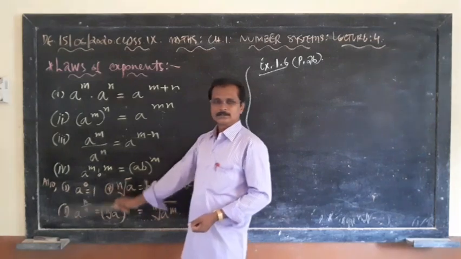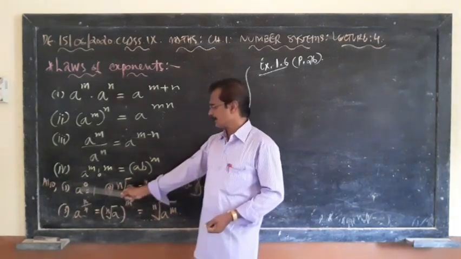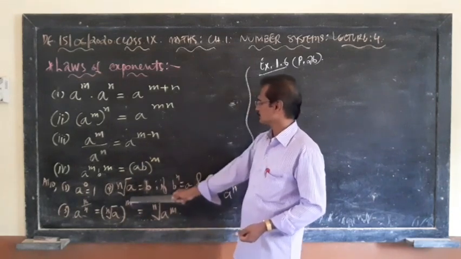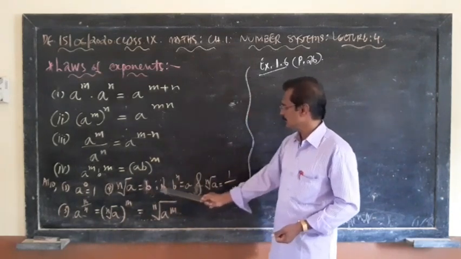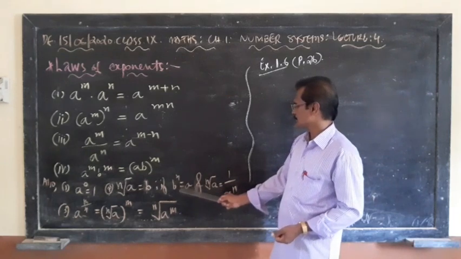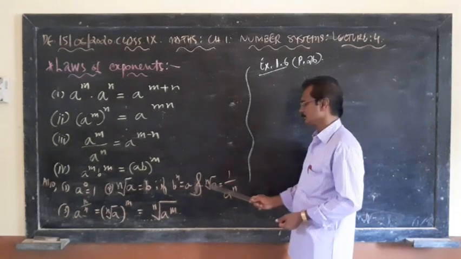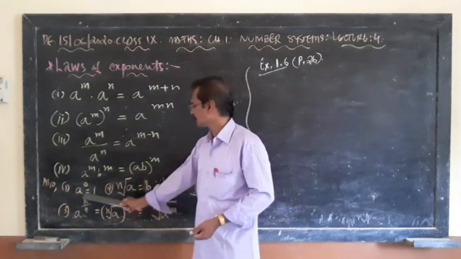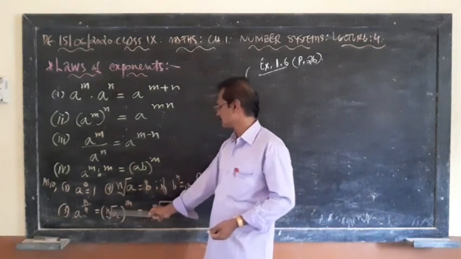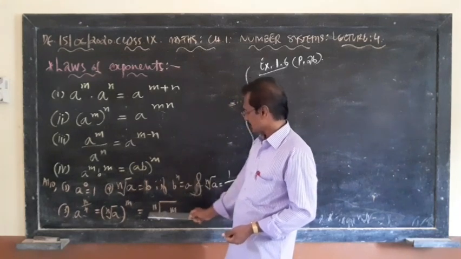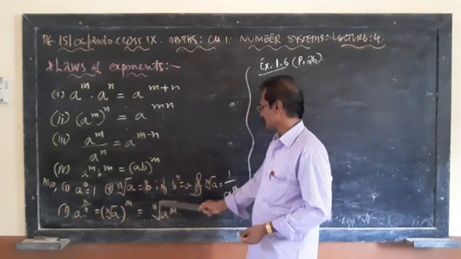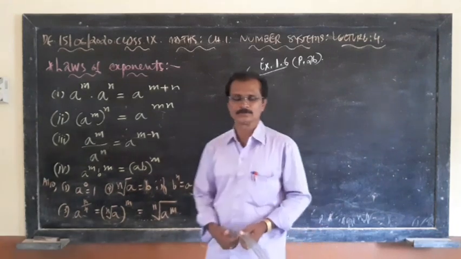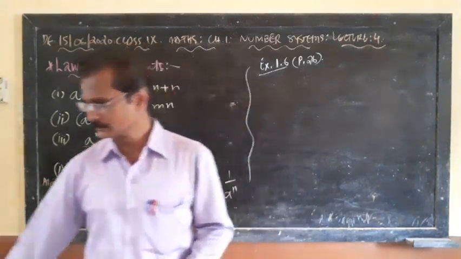And also, important points. The first one is a raised to 0 equal to 1. Second one is nth root of a equal to b, if b raised to n equal to a, and a raised to minus n equal to 1 by a raised to n. And third one is a raised to m by n equal to nth root of a raised to m. And also you can write nth root of a raised to m inside the root. So these all are the laws of exponents.